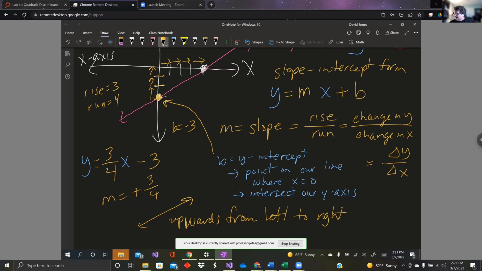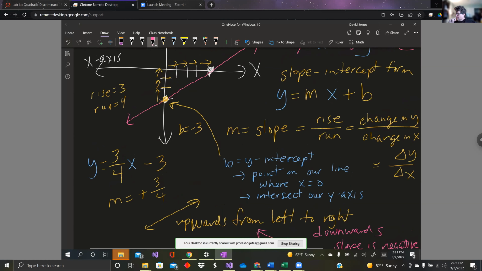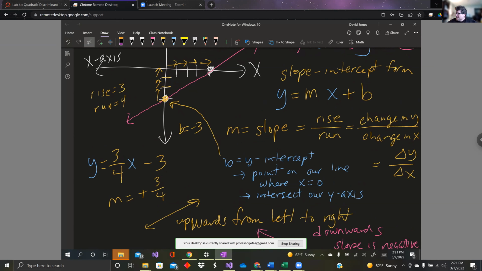If the line goes downwards from left to right, downwards, the slope will be negative. And we'll look at an example of that in a second. So that is one way to count the slope, and it doesn't matter which 2 points you use on the line to do it, as long as you count how much you're going up and how much you're going right, or how much you're going down or how much you're going left, depending on which direction you're going.